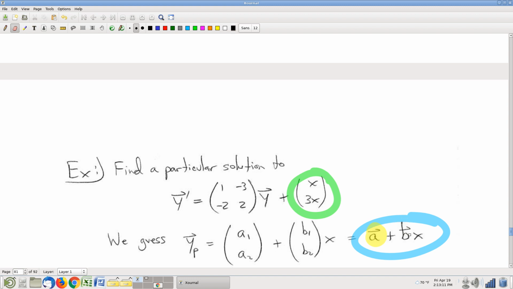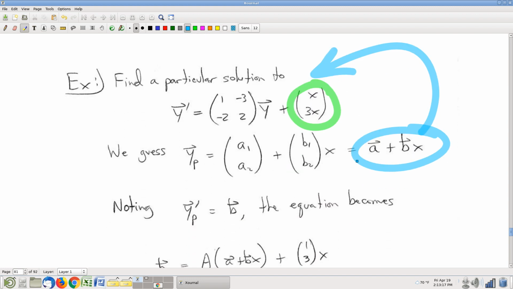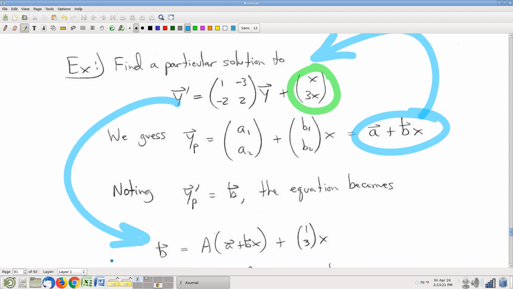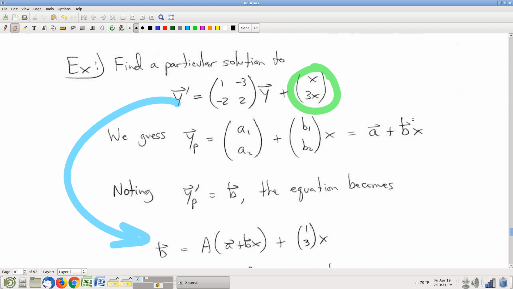Fine, we just need to solve for those undetermined coefficients, so we're going to shove this back into that equation and see what comes out, which is this. And now we just have to figure out the a vector and the b vector.